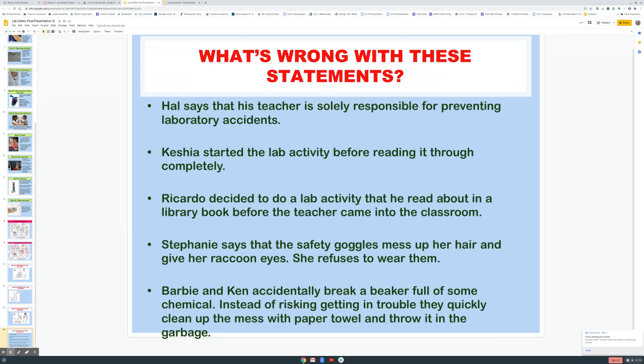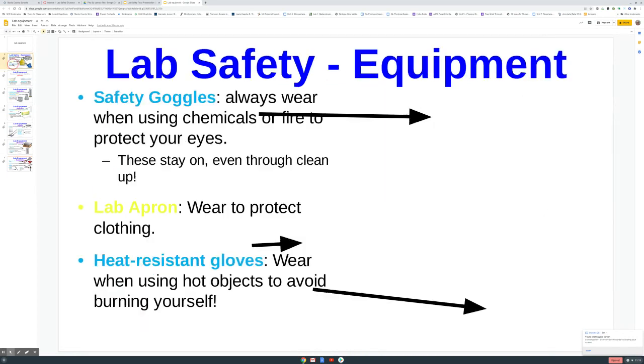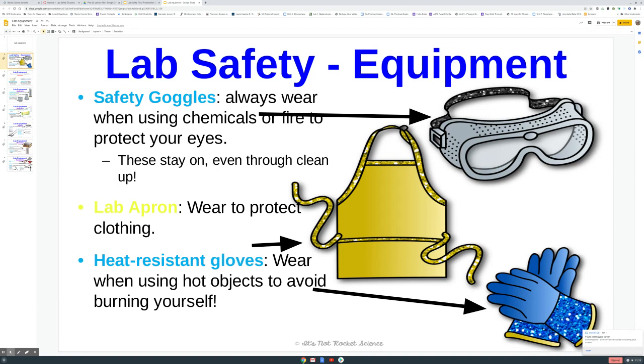Barbie and Ken break a beaker with chemicals. They clean it up instead of risking getting in trouble. You need to tell the teacher, report all accidents, let the teacher clean it up so it's cleaned up properly. So you're going to have a worksheet that'll be similar to that. Last is some equipment. I like to include the safety equipment just as a review.